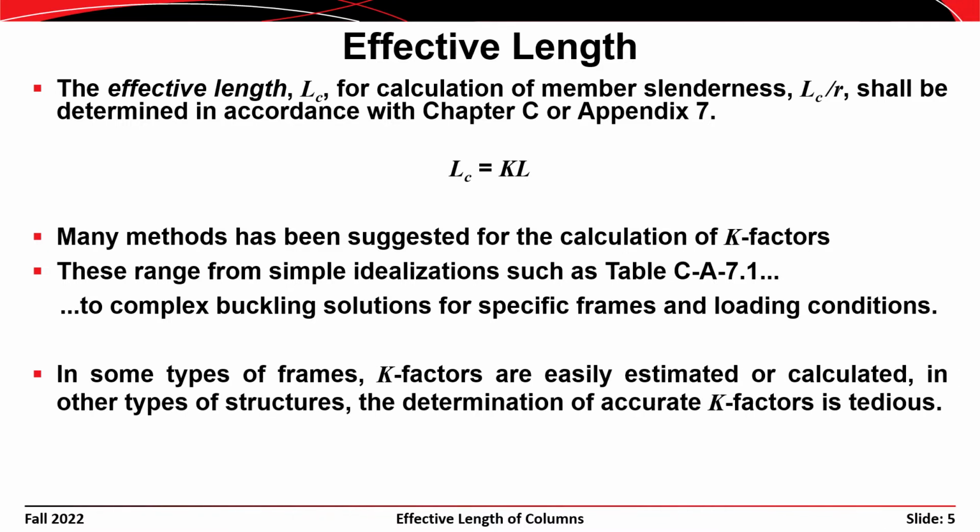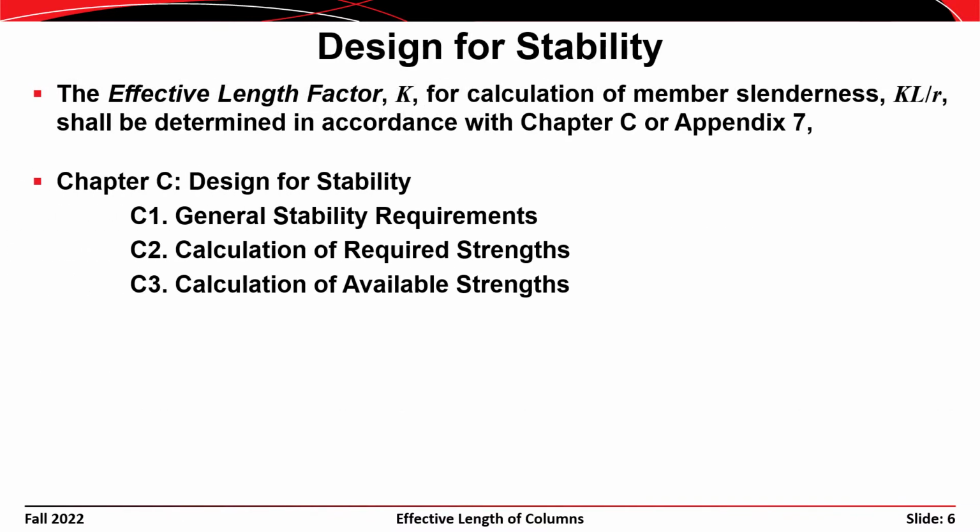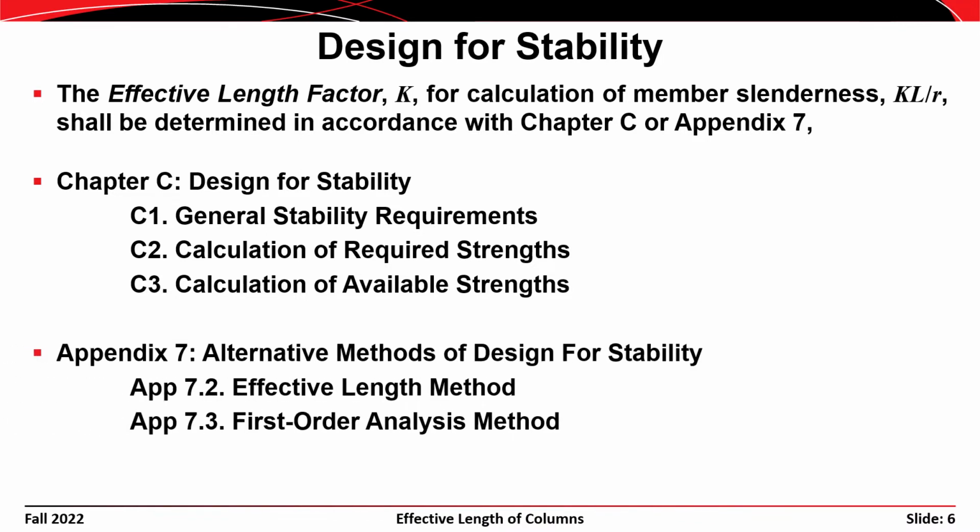In some types of frames, effective length factors are easily estimated, but in other cases, their determination is less obvious. So what do we do in those cases? Chapter C is titled Design for Stability. It's one of the more involved chapters that's included in the specification, and it's also one of the newer chapters. We also have Appendix 7, which is titled Alternative Methods of Design for Stability, that provides two more methods for addressing effective length.